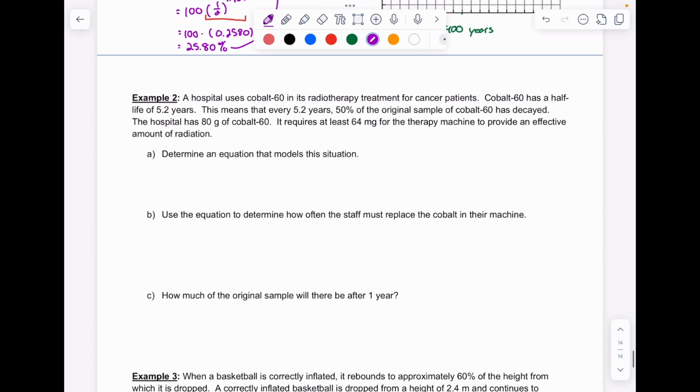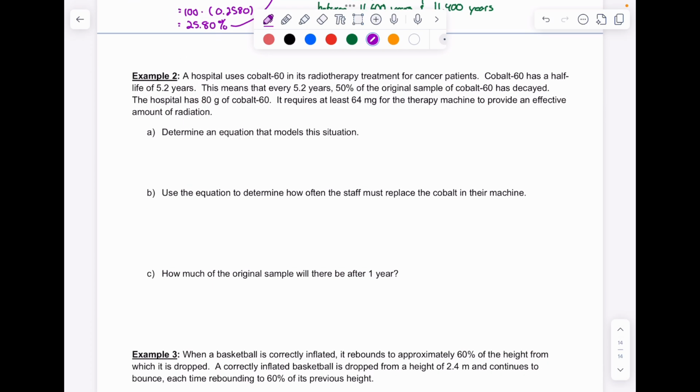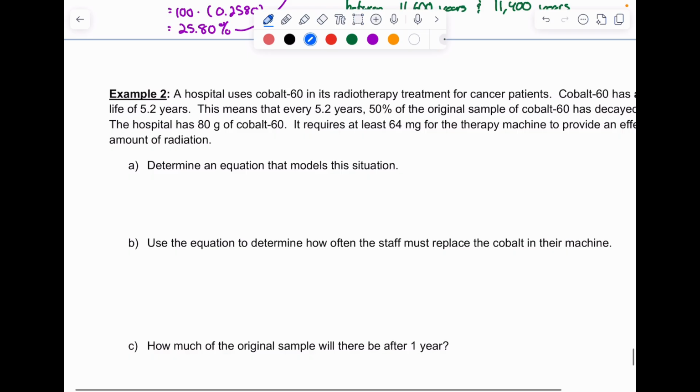So let's move on to example 2. A hospital uses cobalt 60 in its radiotherapy treatment for cancer patients. Cobalt 60 has a half-life of 5.2 years. Okay, so there you go. There's that half-life time, right? So this is that x equals 5.2, like that number that you're putting on the bottom of the exponent.